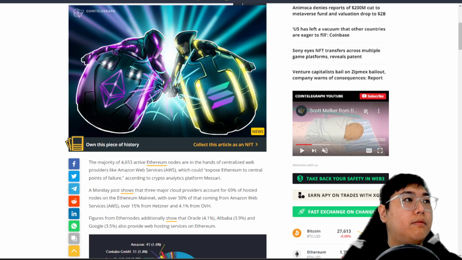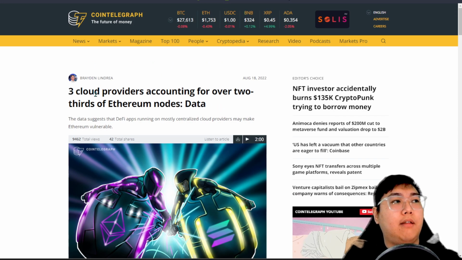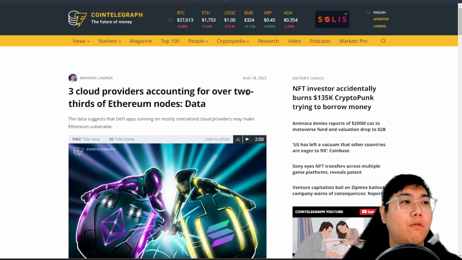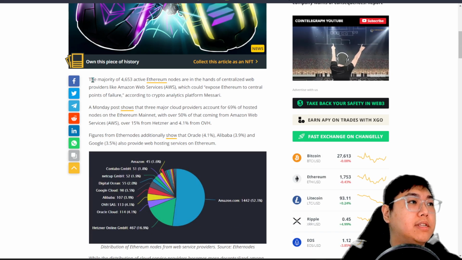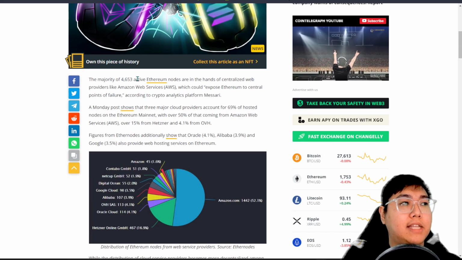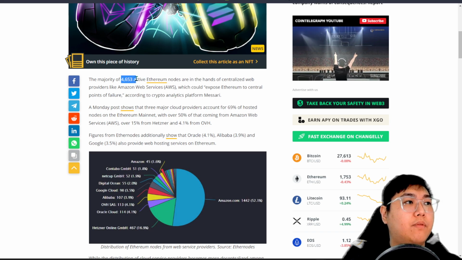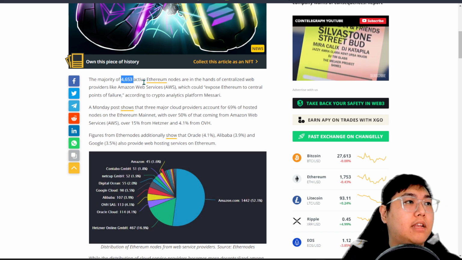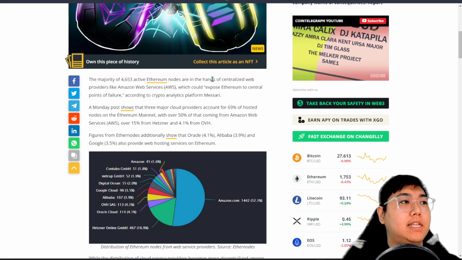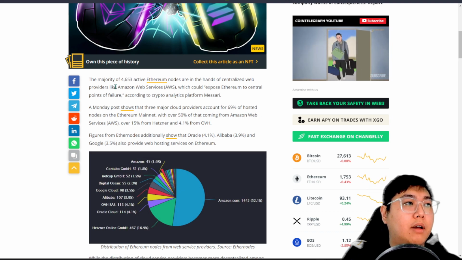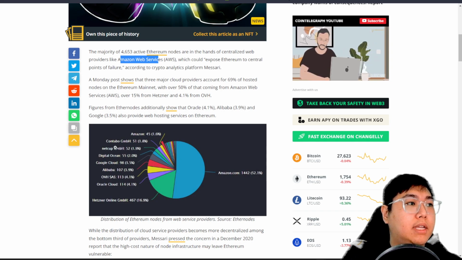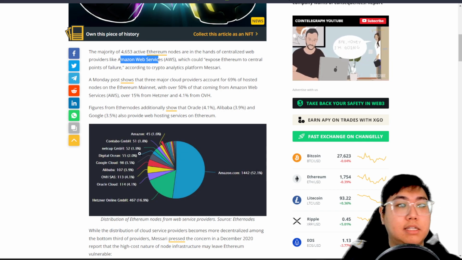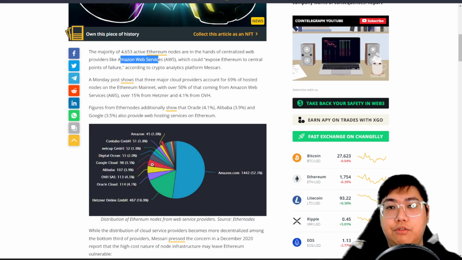So over here, for this article, 3 cloud providers are basically providing over 2/3 of Ethereum nodes. This is the data that Cointelegraph gathered. So here we scroll down, the majority of active Ethereum staking is 4,653 active Ethereum nodes that are hosted on centralized web providers like Amazon Web Services. Then over here, you can see there are other cloud services that are offering Ethereum staking.